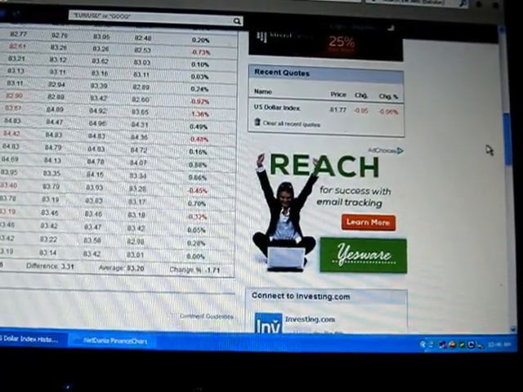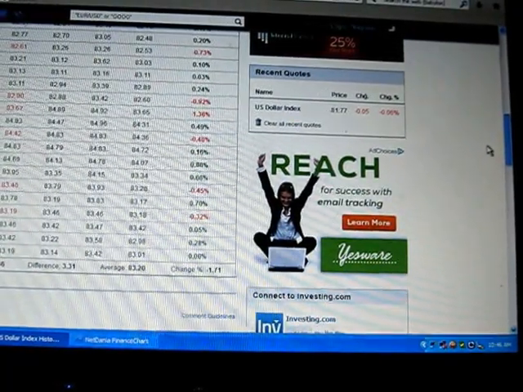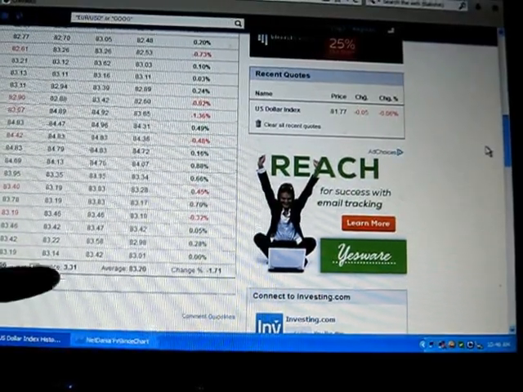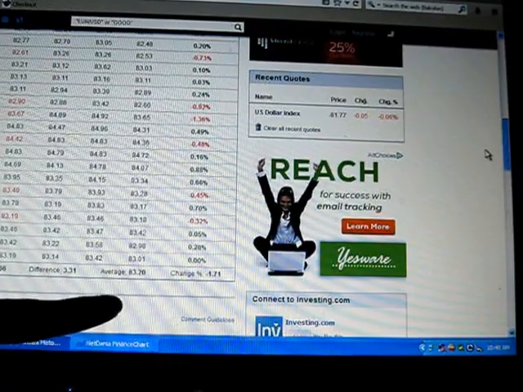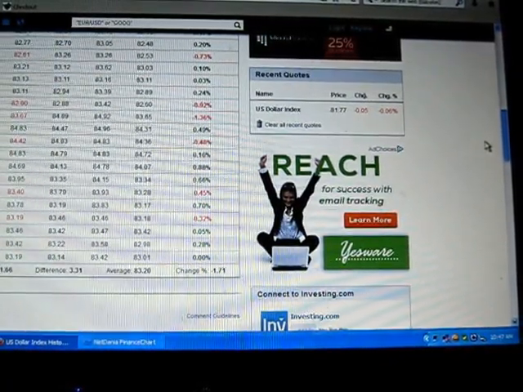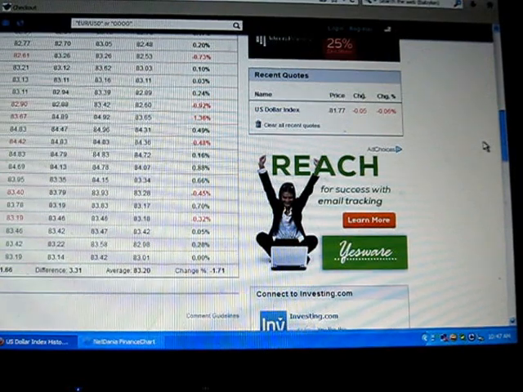Below that, if you see, it shows the value where the index was at highest, lowest, the difference between the two, as well as the average value of the index. Then obviously the change percentage, whether the index has gone up or down, that is also mentioned.